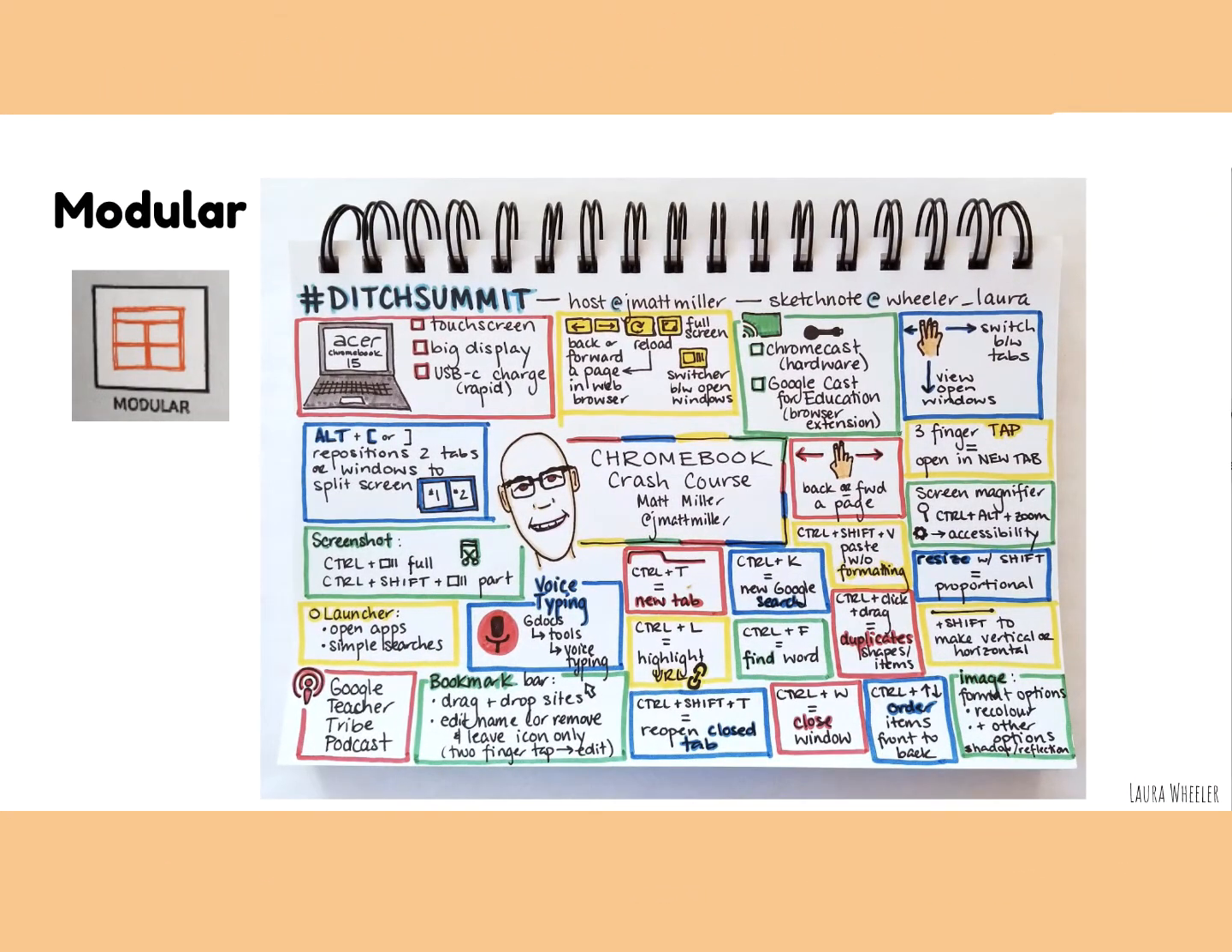This is one of Laura Wheeler's sketches, and it's modular. She was learning from Matt Miller about how to use a Chromebook, and as he shared tips, she just put them into little containers so that they would each stand on their own. And I love to use modular when that's just the case. You have a whole bunch of little points that you want to remember quickly. You can put those into containers, almost like you would put different kinds of items of food in your lunch into maybe different containers, so that you can eat them at different times of the day.